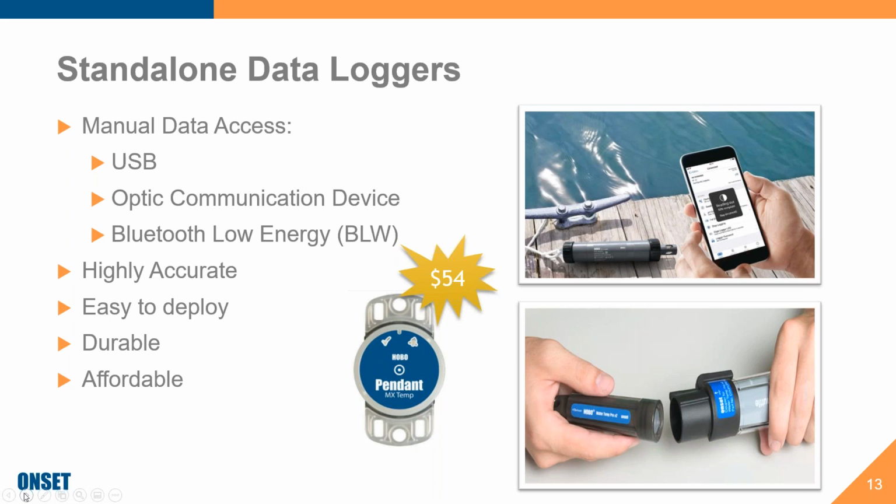The pictured pendant MX temperature data logger is temperature only at $54. It has a user replaceable battery that's going to communicate to your smart device, and it will record for as long as you want based on the logging interval that you select. We'll give you a little bit more detail on that in just a moment. The slide on the right is showing, at the top, your Bluetooth communication, of course, with the phone. On the bottom is that physical optical reader. Those are for some of our standalone water level and water temperature and conductivity data loggers and dissolved oxygen loggers.